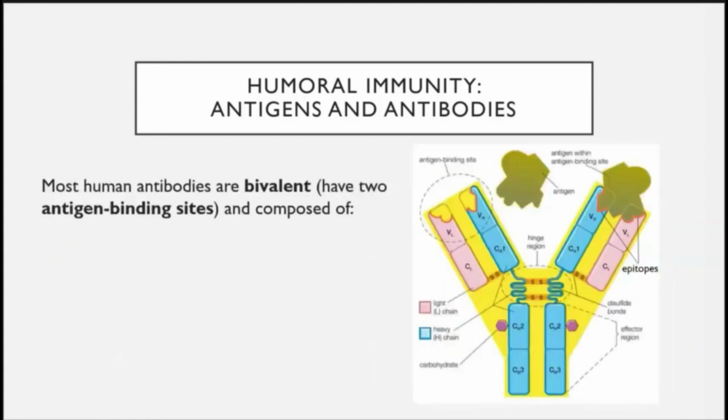This slide covers the structure and function of antibodies. There's a lot going on in this slide, so pay close attention to the figure on the right. Most human antibodies are bivalent. That means that they have two antigen binding sites, which are located at the tips of the fork of the antibody. They are called V for variable. So this is the region that varies in the antibody to be finely tuned to different types of antigens from specific pathogens.